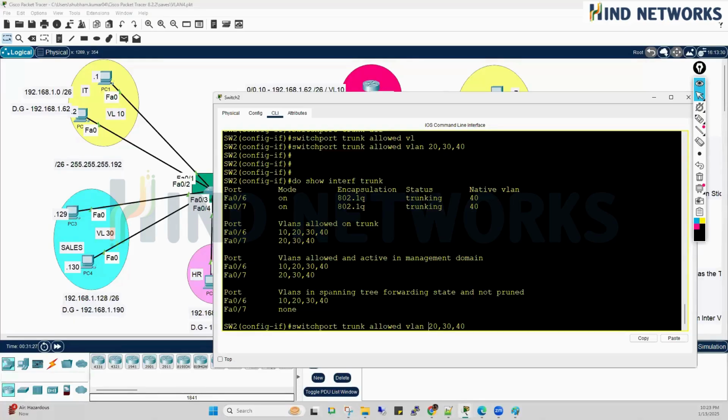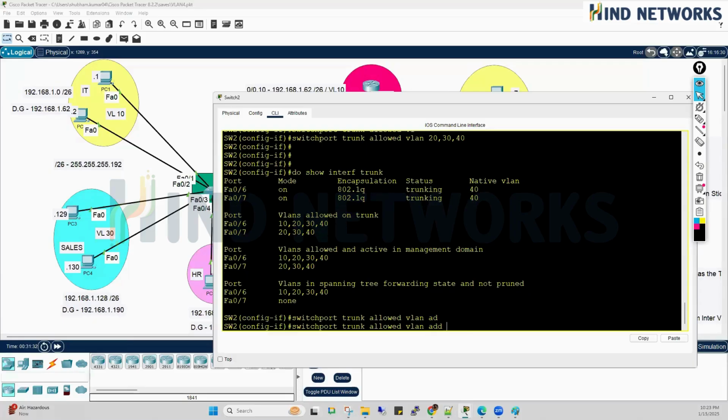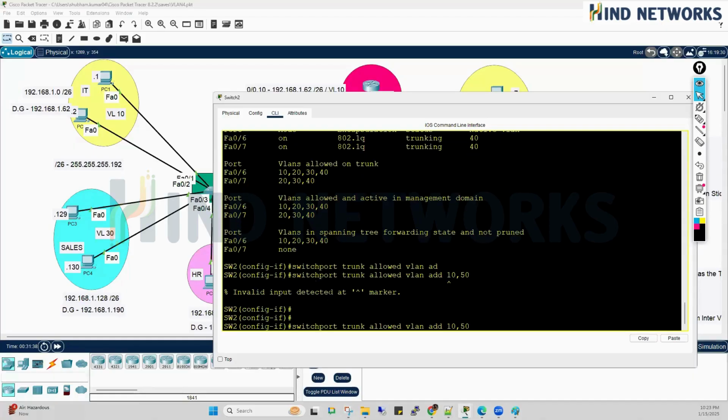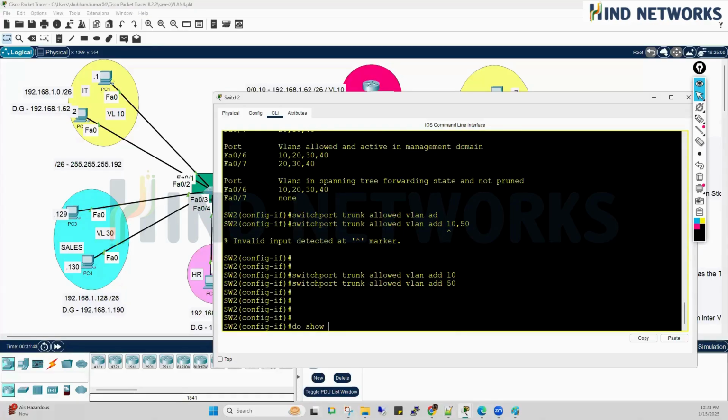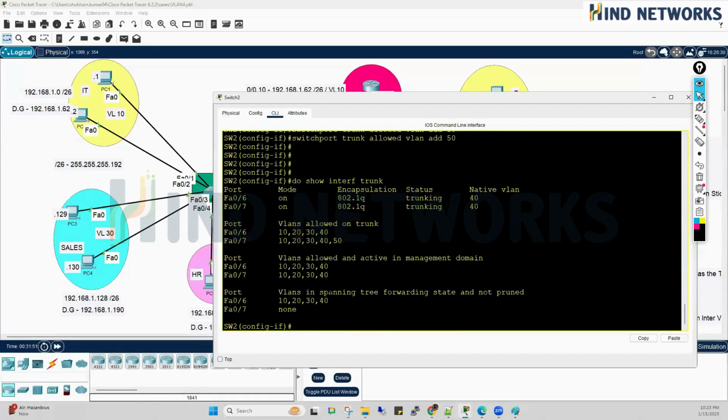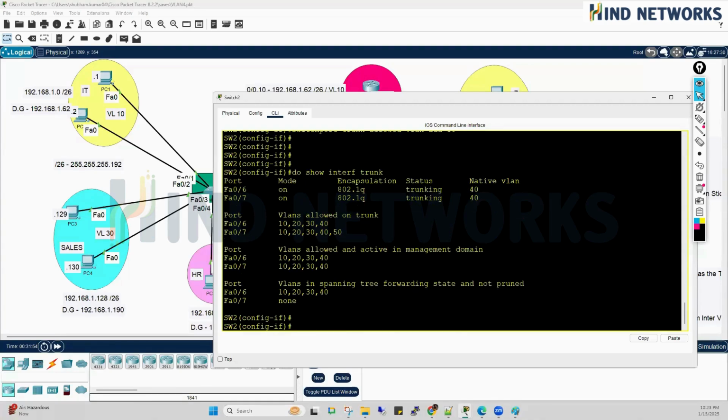For example, here I am writing VLAN 10, 30, 40. Now I am writing add, and now I am writing VLAN add 10, 50 like this. Do show interface trunk. Now see, VLAN 10, 20, 30, 40, 50 are all allowed now. So I hope you guys understand how we are processing these things in the real time scenario. Clear? Understand, guys, everyone? Yes or no? So what is the command, guys?